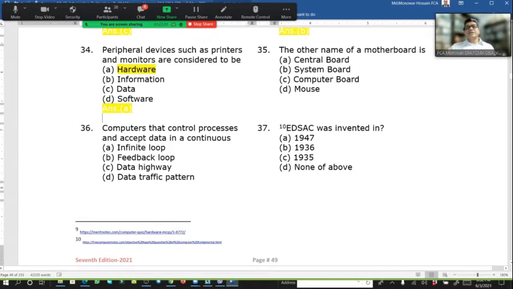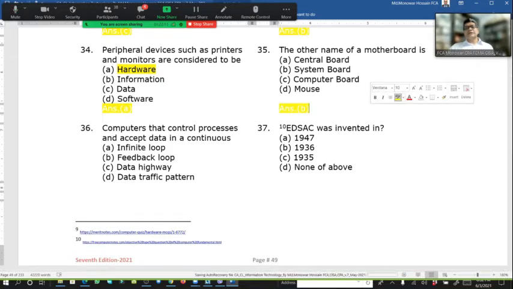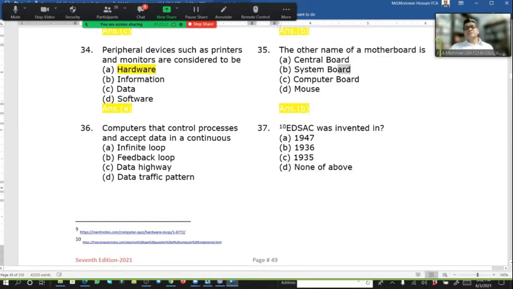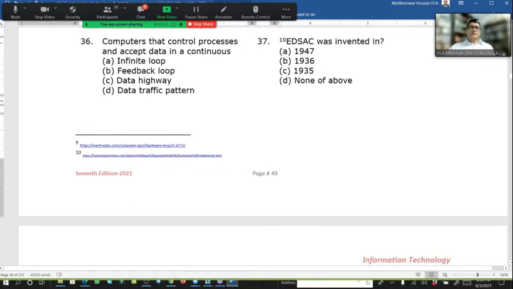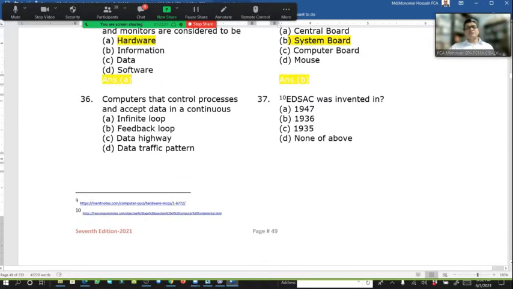And number 35, the other name of motherboard is what? Central board, system board, computer board, mouse? The other name is the system board.